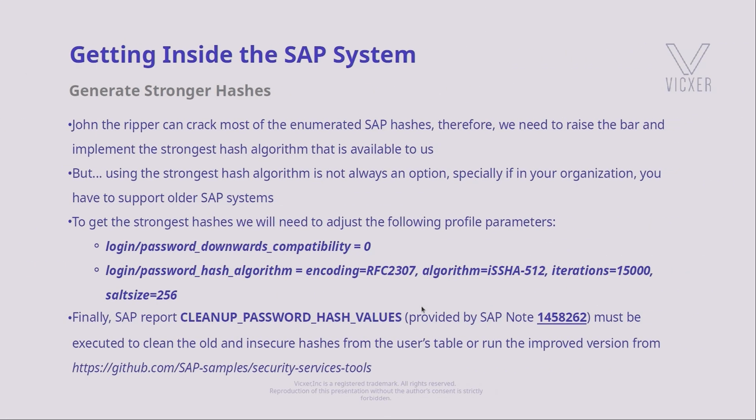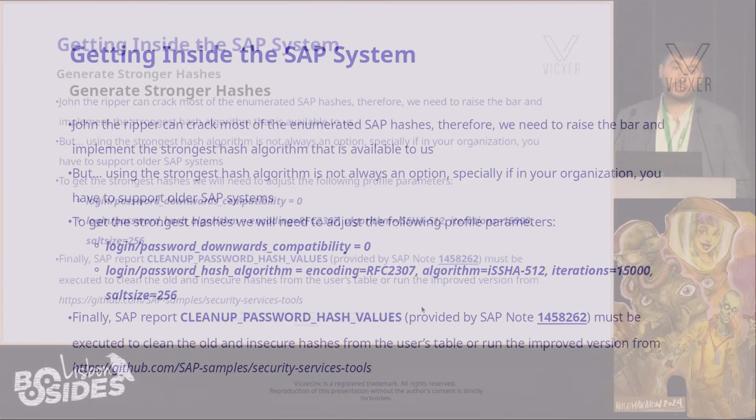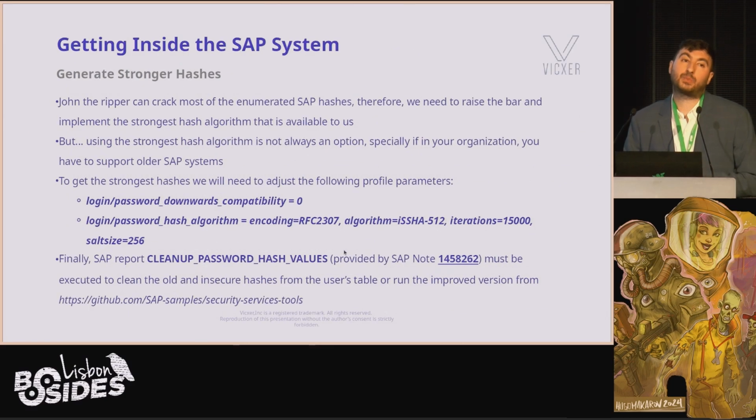Once again, what can we do to actually make things better? Well, if you're lucky enough that your organization or your customer is running the newest versions of SAP system, good. What you can do is to disable downwards compatibility. You just change the profile parameter and put it to 0. And you can always force SAP to use the latest and greatest hash algorithm.